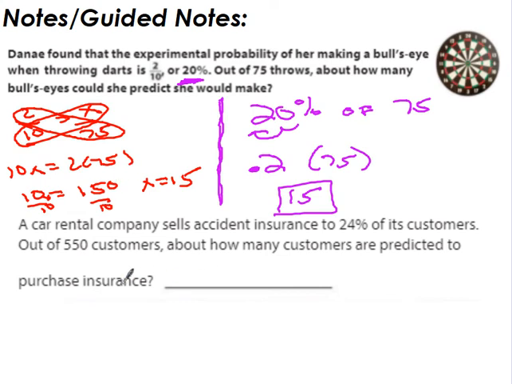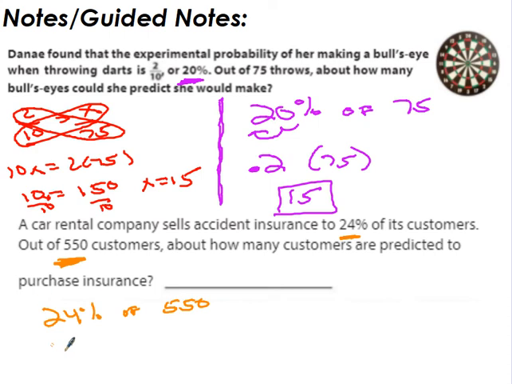Try this one on your own. Just try it. See how you do. A car rental company sells accident insurance to 24% of its customers. Out of 550 customers, about how many customers are predicted to purchase the insurance? So let's say they get 550 customers in a week. They want to know how many customers are going to purchase the insurance. Well, 24% of the time it happens. So I need to figure out what is 24% of 550.